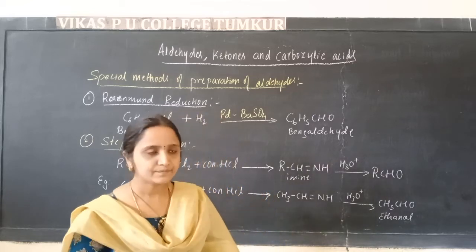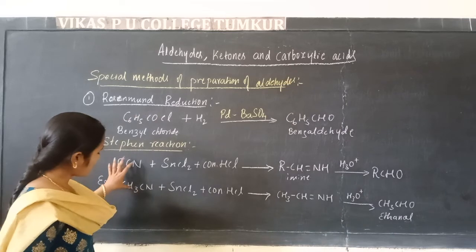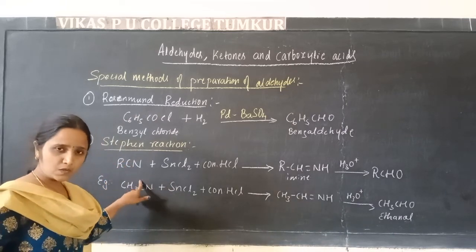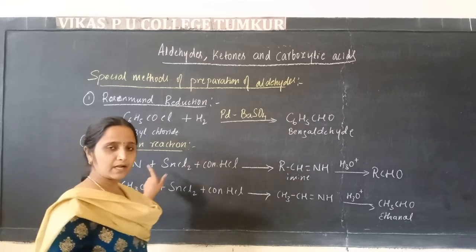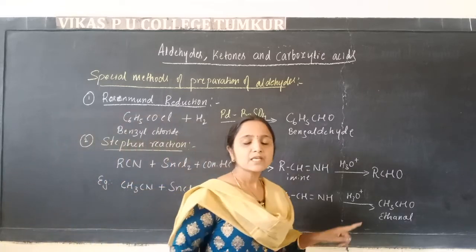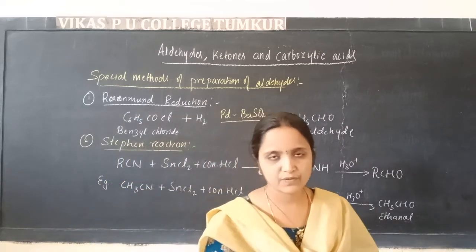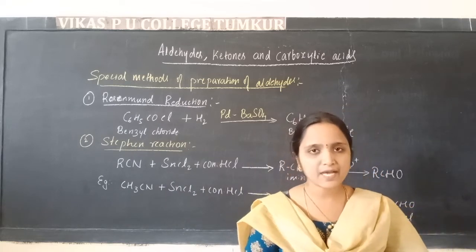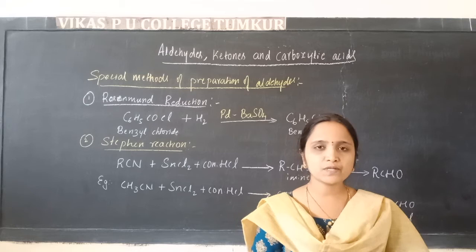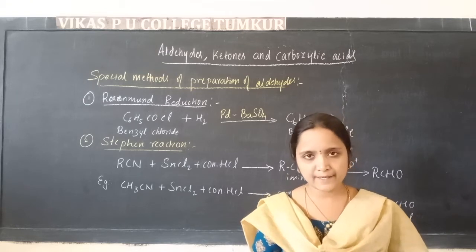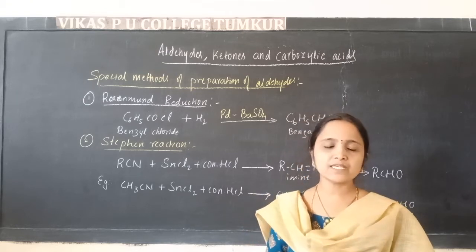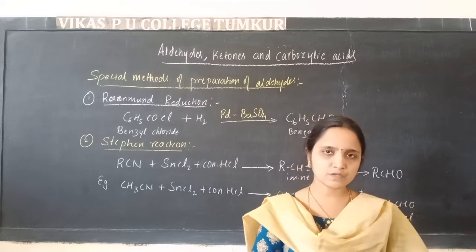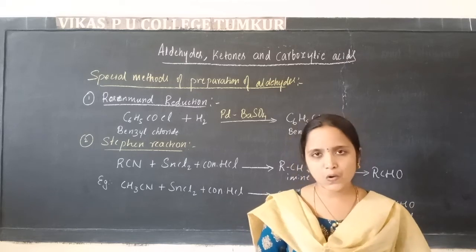The next one, nitriles, also selectively undergo reduction in the presence of diisobutyl aluminum hydride. That is diisobutyl aluminum hydride. Now it is going to give the imines, and on hydrolysis these imines give aldehydes.